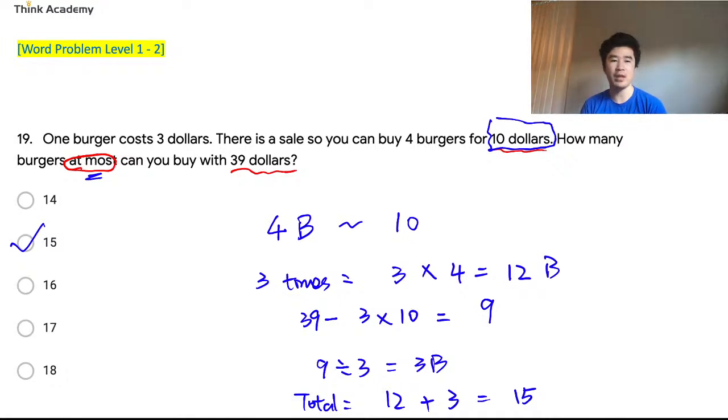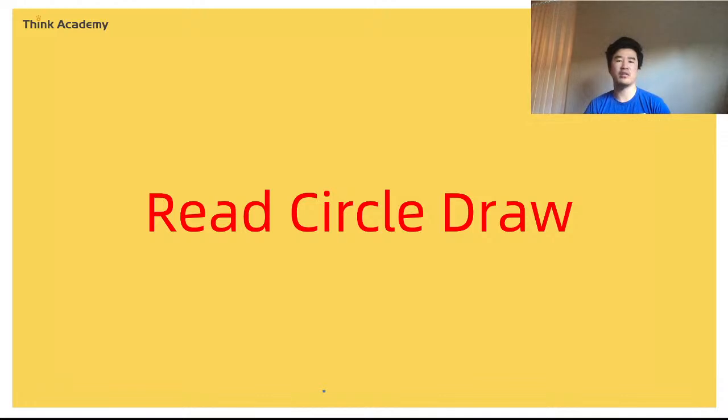the equation. Okay? So another word problem. Here, let's have a summary part for word problem. Everyone pay attention. Read the problem, circle out key information, and draw. Alright, draw the graph or write down the equation. This is super important for you, a technique for you to ace the Math Kangaroo.